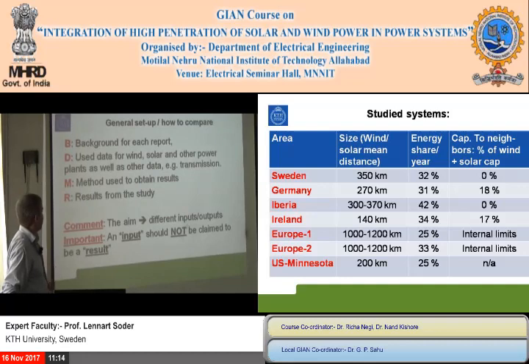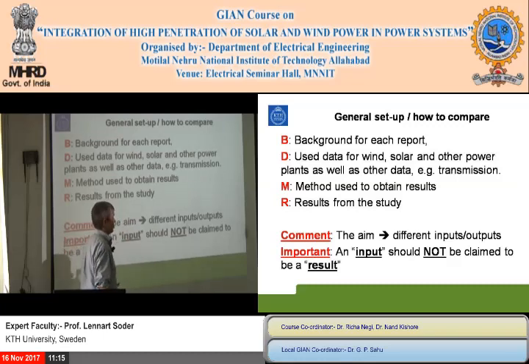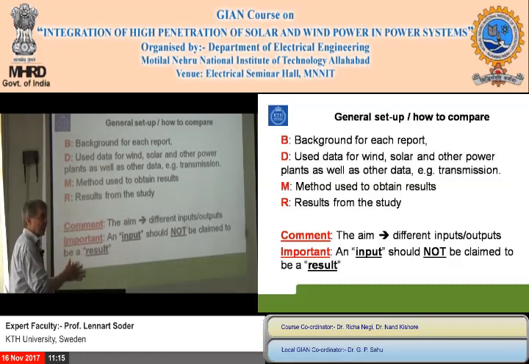So in this paper we have studied all of these countries. The problem is that these studies are made rather differently. As I showed you earlier, when you make this kind of integration study, you can have a lot of different combinations. Do you have CO2 as an input, where you set a price, or as an output? Do you have a limit? Do you have a requirement on wind power, or is it an output? So the whole idea of each report is very different, and you have different inputs in one report, maybe an output in another report.